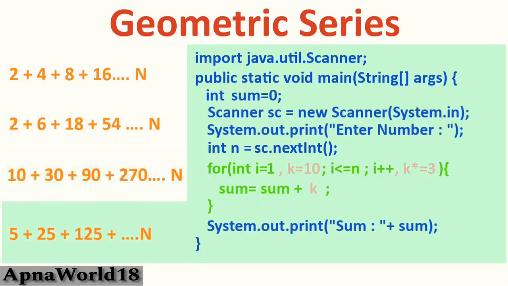Last one is also similar. We will assign k to 5, which is the first member in the series. We will then do k multiplied by 5 for each iteration and do sum is equal to sum plus k inside the loop. This is the program for the last series.